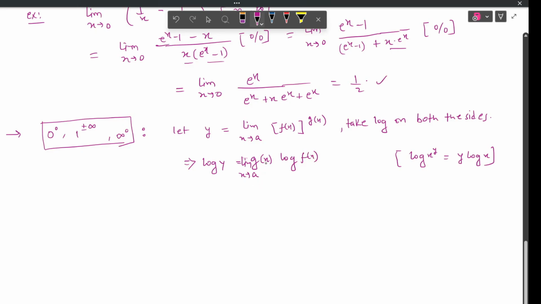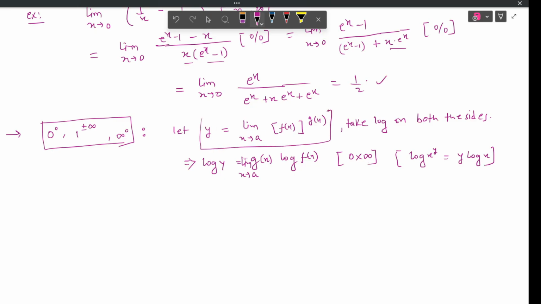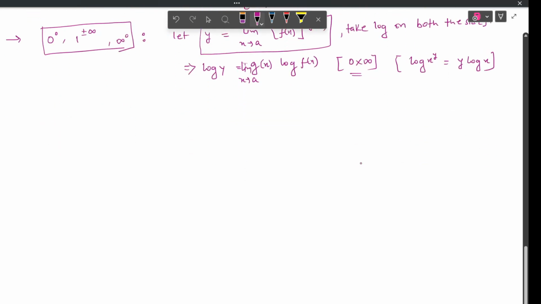Now if you put a, it will take the form 0 into infinity. Now we have discussed how to reduce this. We have to apply the same methods. So remember this, in this type of questions, you have to take log on both the sides, and the form will reduce to 0 into infinity form, and we have discussed our 0 into infinity form. Apply that method. So let us see one question.